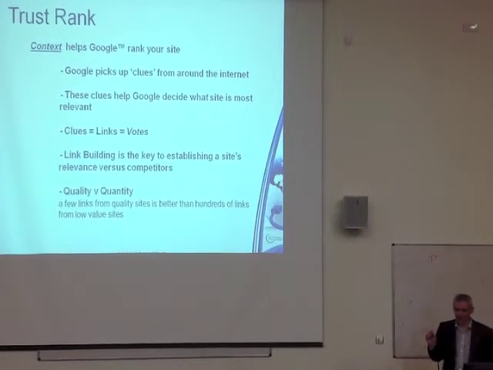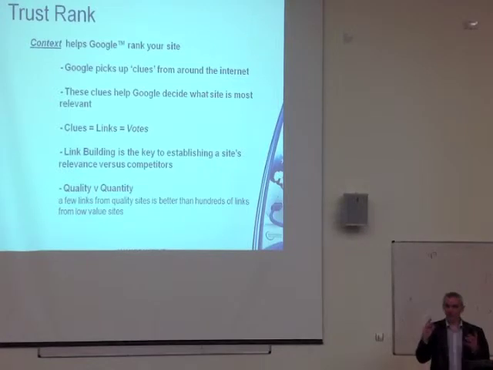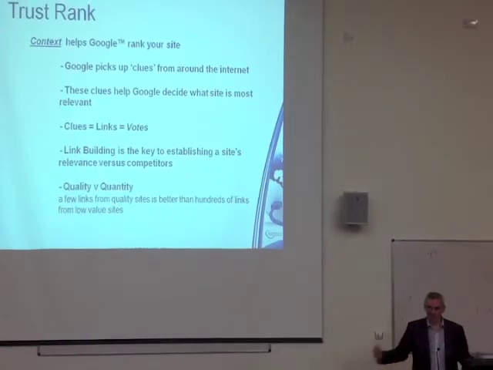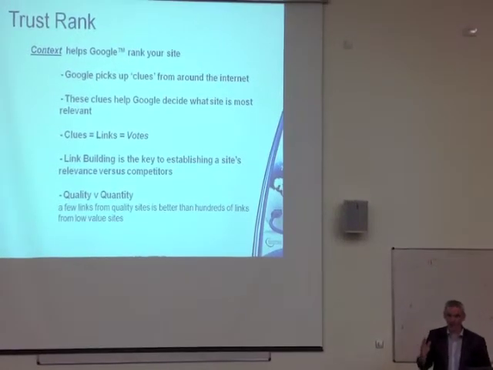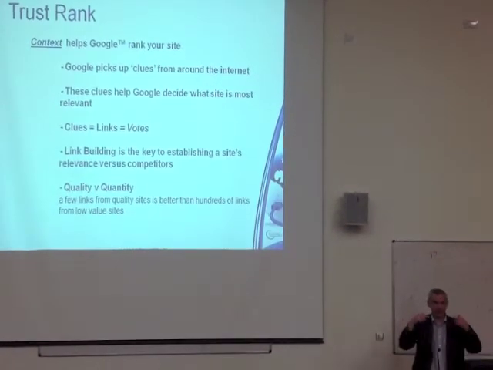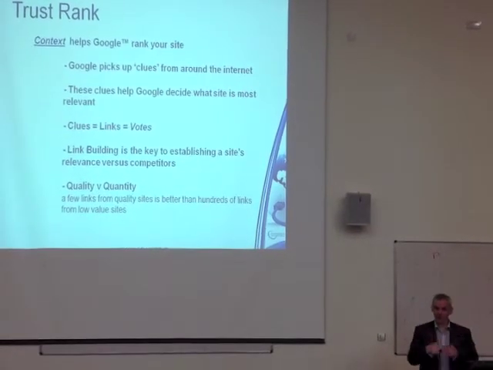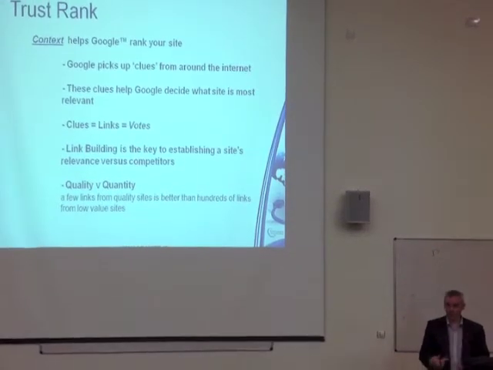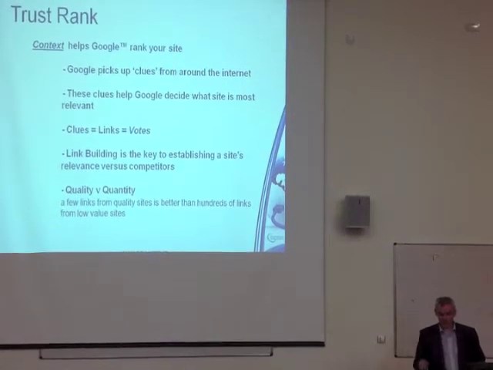Context helps Google rank your site. Google picks up clues from around the internet. The way Google works is it sends out its crawlers, and they literally start through websites, jumping from one website to the next as they find links. They call it a spider, and it's called the World Wide Web, and there's a reason for that. They just crawl through links, and if they keep going back to the same site all the time, then that site is seen as something someone is telling me something about. The clues help Google decide what site is more relevant.